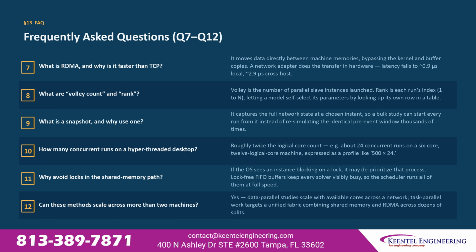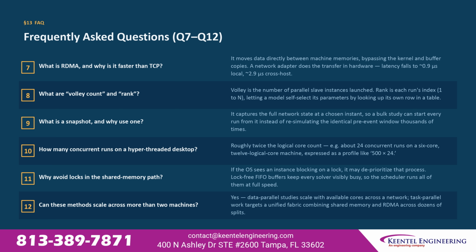What are Volley count and rank? Volley is the number of parallel slave instances launched simultaneously. Rank is an index from 1 to n assigned to each run, letting each model self-select its parameter row from a table. What is a snapshot and why use one? A snapshot captures the full network state at a chosen instant. A bulk study starts every run from it instead of re-simulating the identical pre-event window thousands of times.